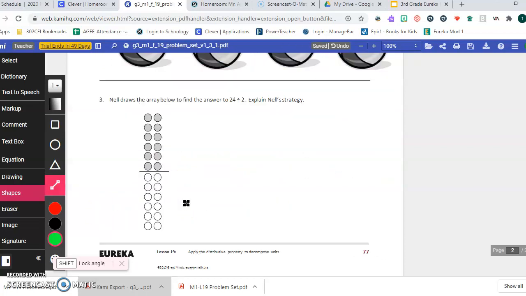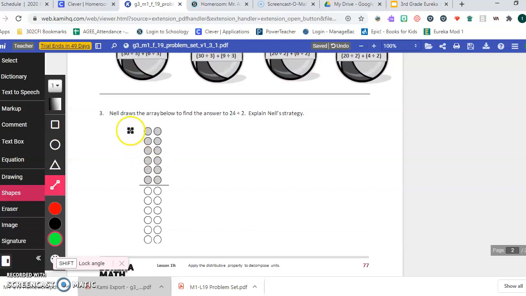Next, we've got a word problem. So Nell draws the array below to find the answer to 24 divided by 2. Explain Nell's strategy. Well, let's look at how many rows of 2 she made. 1, 2, 3, 4, 5, 6. Okay, there's 6 rows of 2. And here's 1, 2, 3, 4, 5, 6 rows of 2. So we've got 12 total items on the top and 12 total items on the bottom right here.